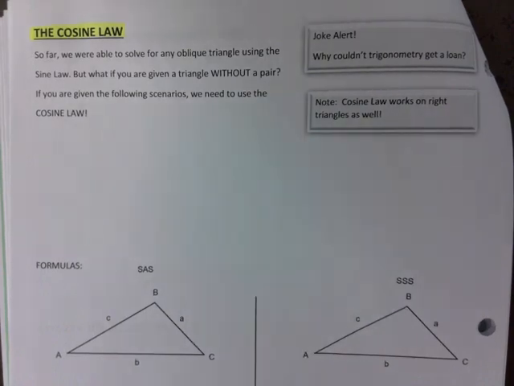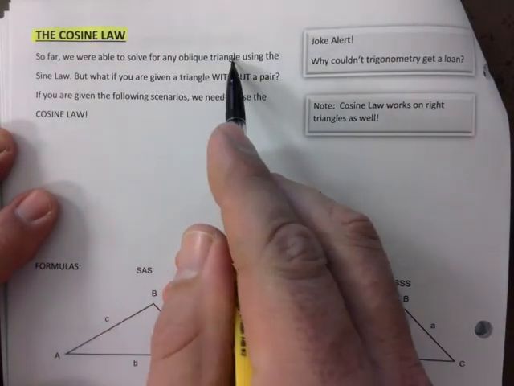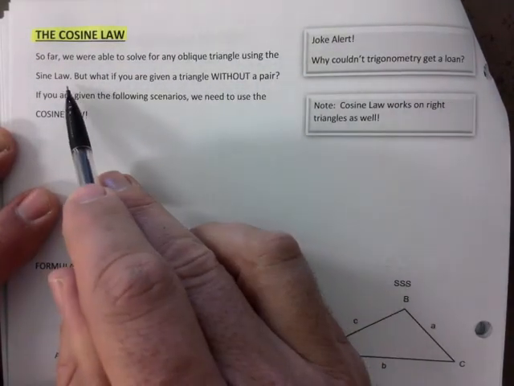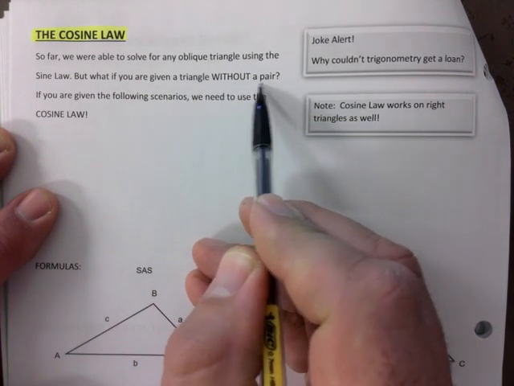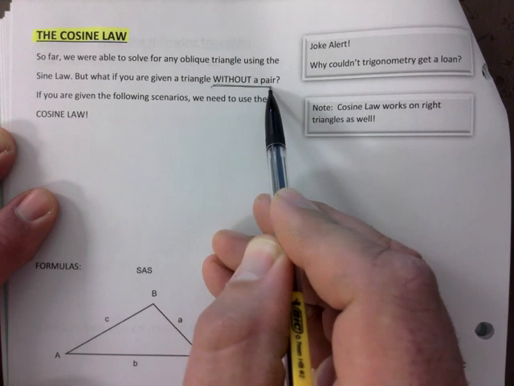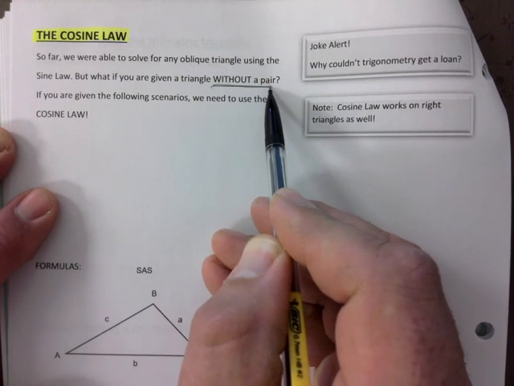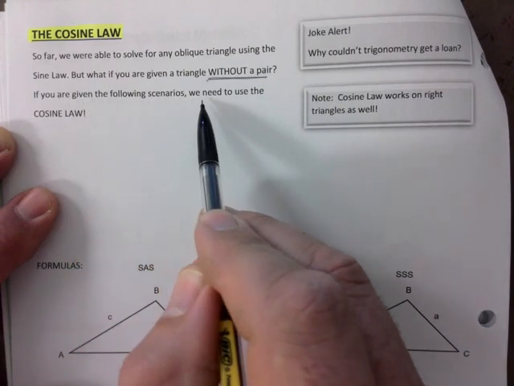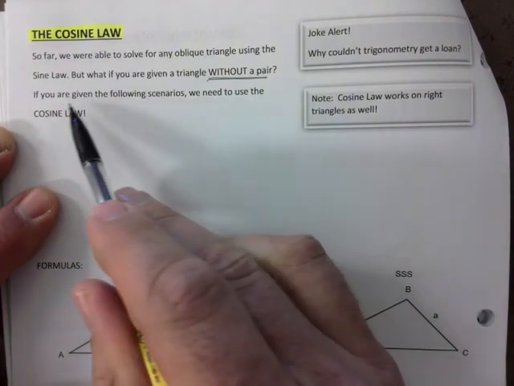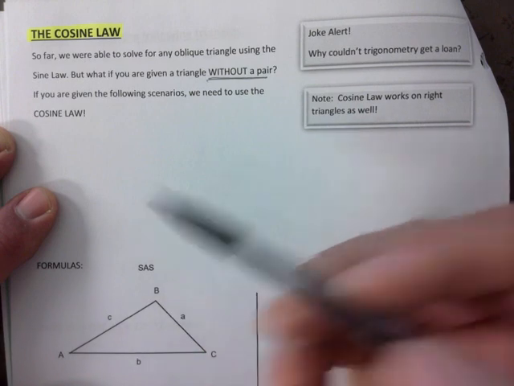So far, we were able to solve for any oblique triangle using the sine law. But what if you're given a triangle without a pair? Because if there is one, it's sine law. But what if there isn't one? If you're given the following scenarios, you can use the cosine law.